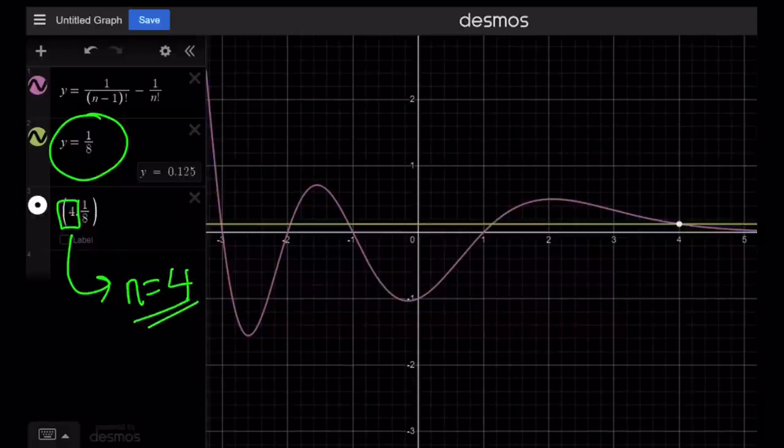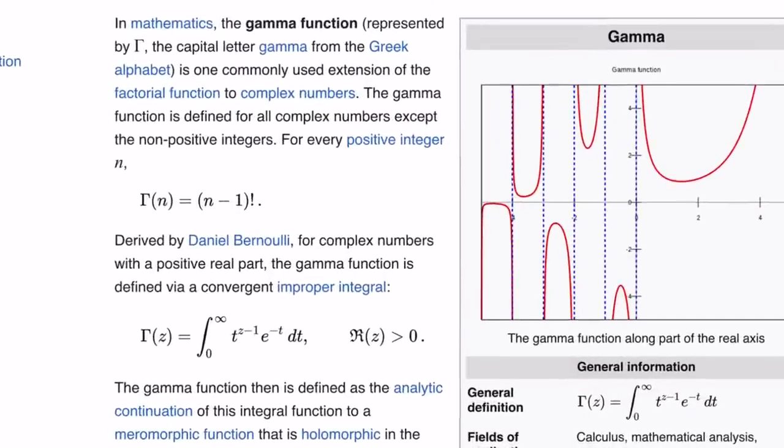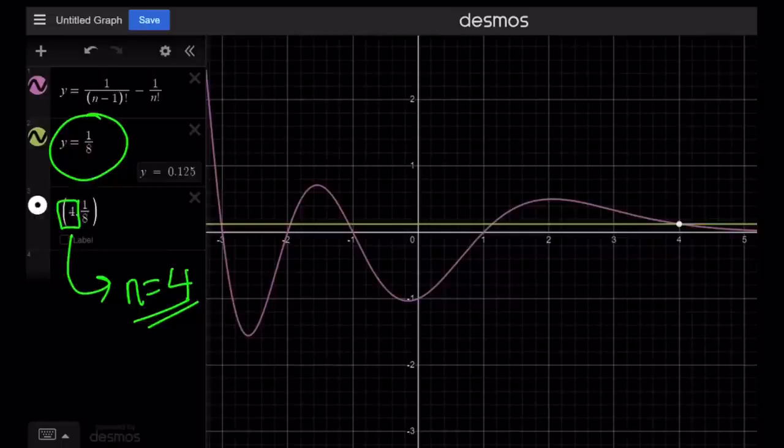Okay, so let's go ahead and take a look at the gamma function, and we'll just finish up. So here's what the gamma function looks like. This is from Wikipedia. It is defined as (n minus 1) factorial, but it is defined not just on positive integers, but on the real numbers. And here's the definition of our gamma function as an integral. So you can read this for yourself, but I'm just going to go back to the graph and finish up what we started. So n equals 4 is the only integer solution to this equation.